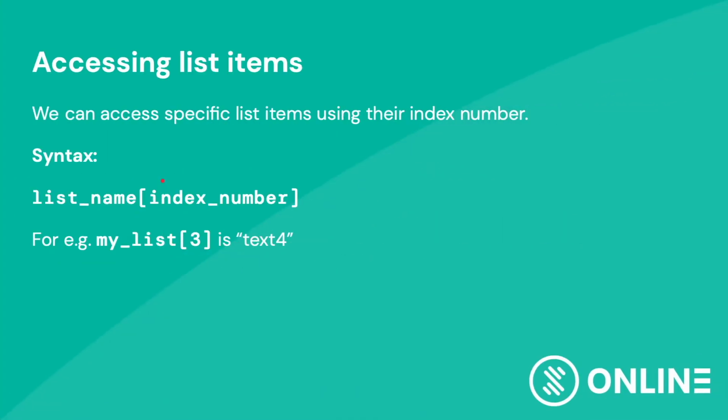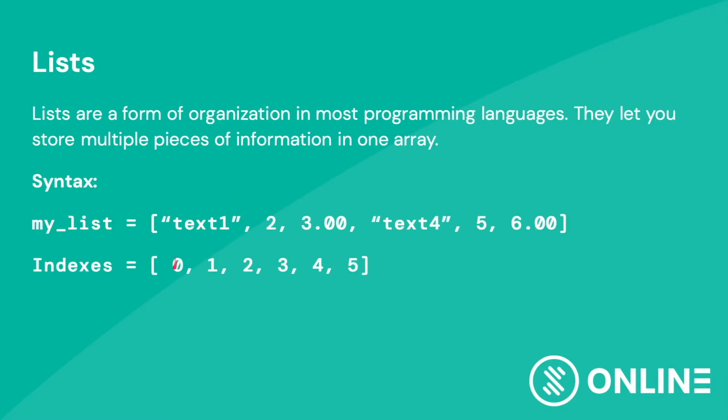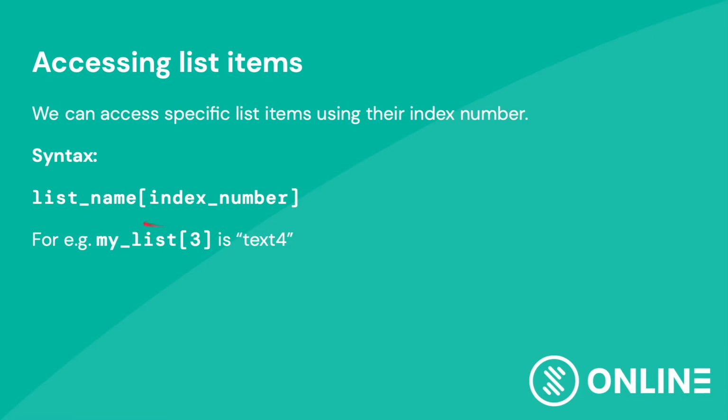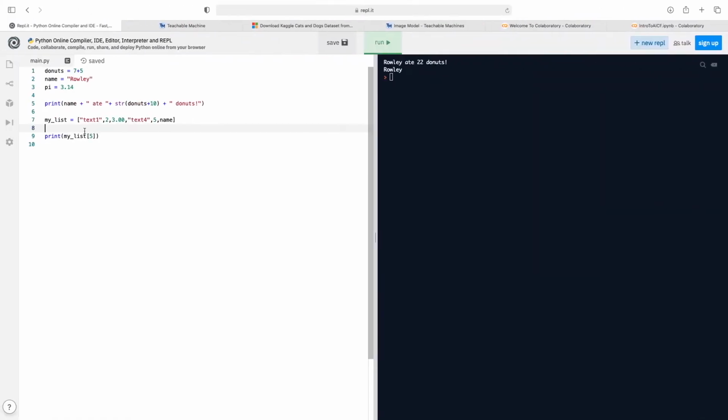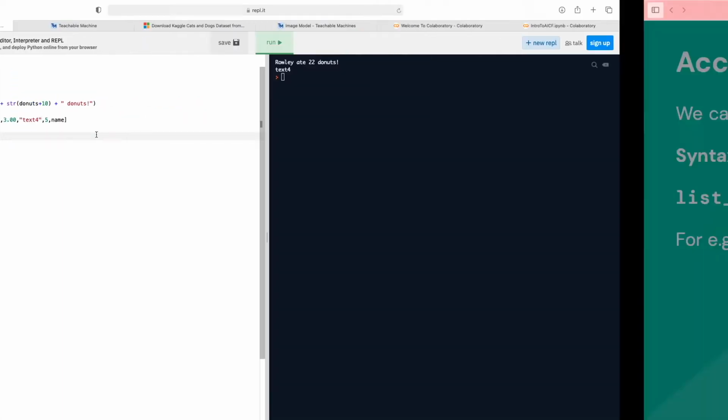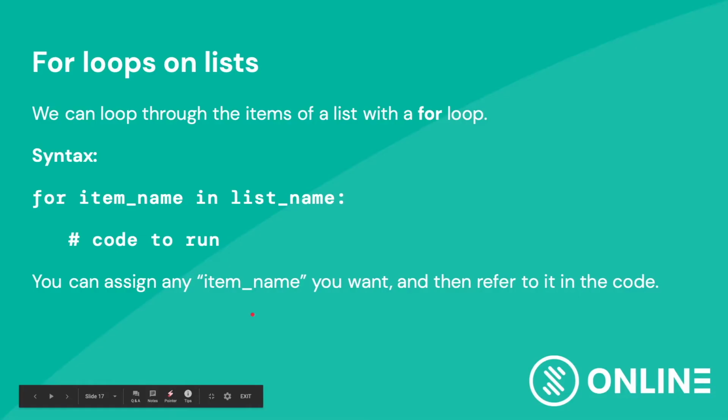And like I just said, we can access specific list items by using their index number. An index number starts at 0. And so right here, they used my_list[3]. If I did that and ran it, we would get text 4, because 0, 1, 2, 3, and that corresponds with the index value. So now we can talk about for loops.